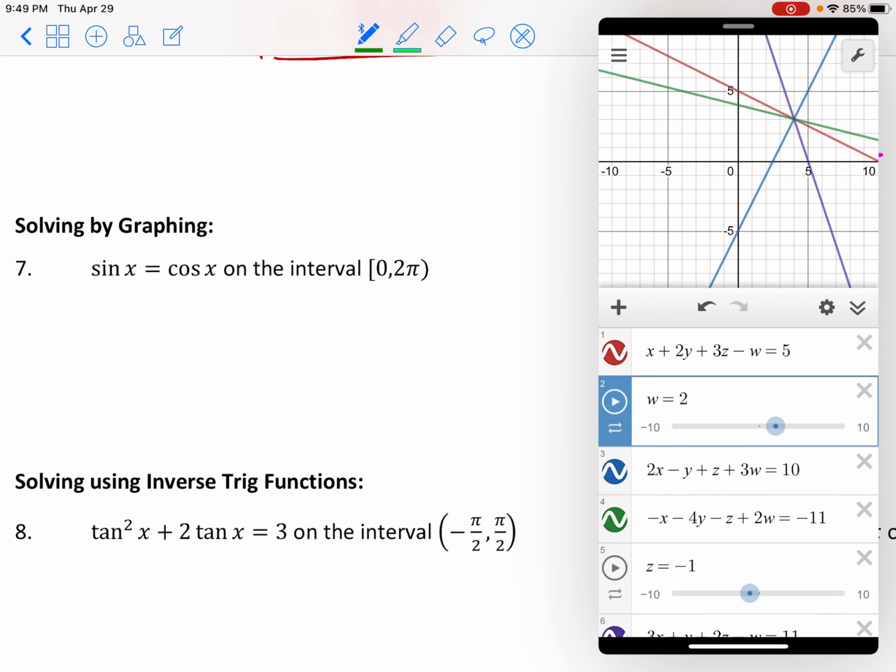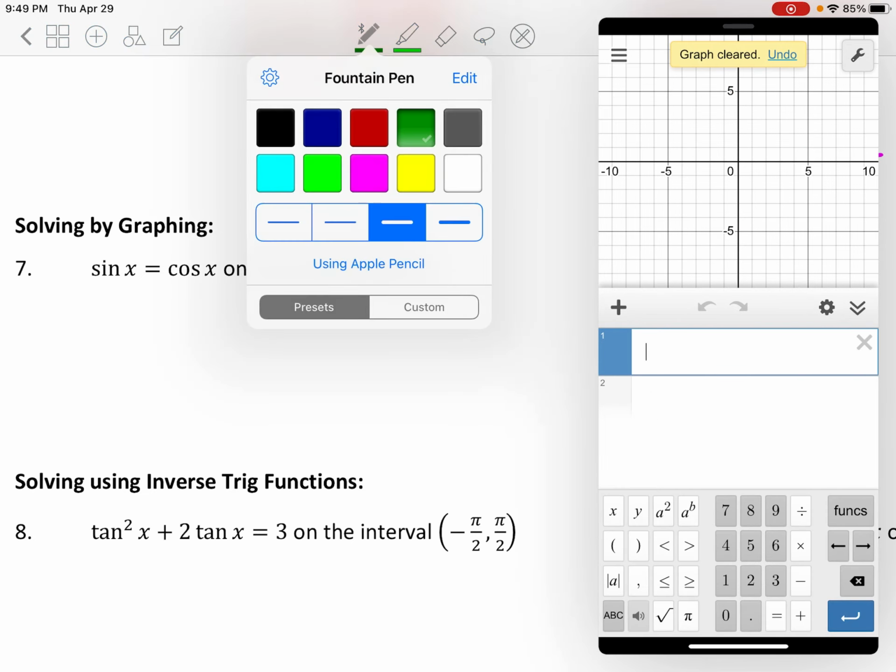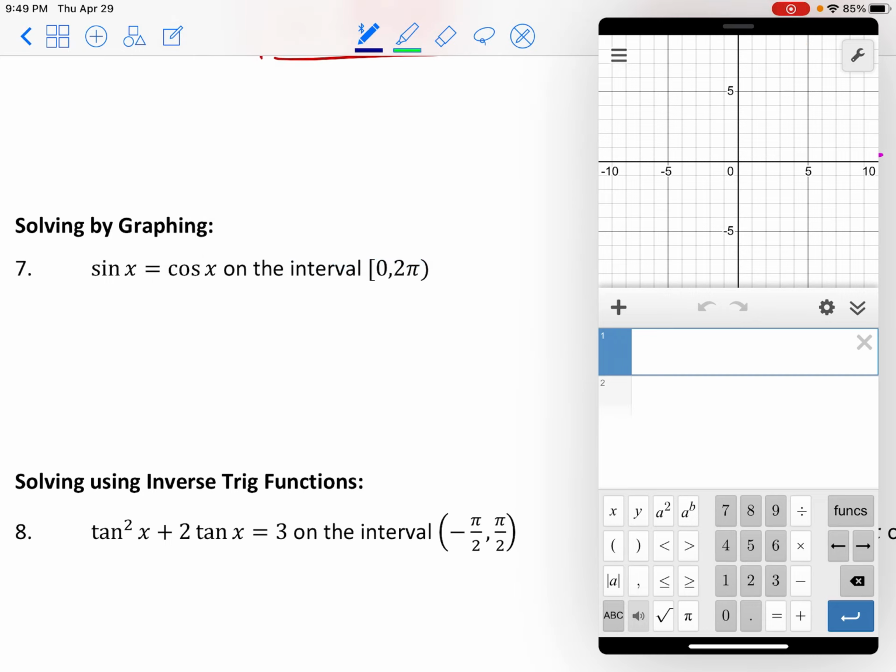So if I wanted to solve by graphing, let me get rid of this. Sorry. What I'm going to do is graph each side of the equation as a separate function. So I'm going to graph this as y equals the sine of x, and I'm going to graph this as y equals the cosine of x, and I'm going to look for where they're equal, which is where those two intersect. So find the intersections.